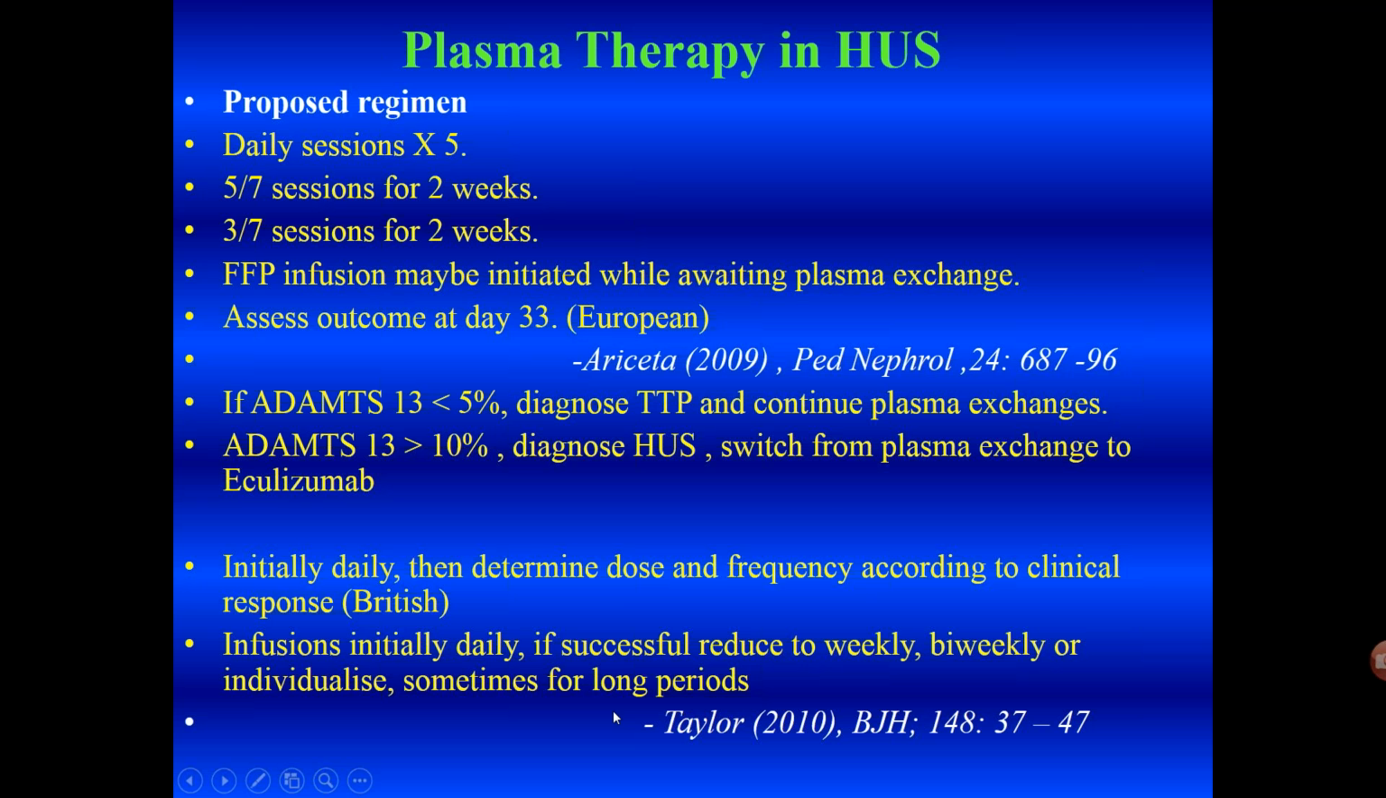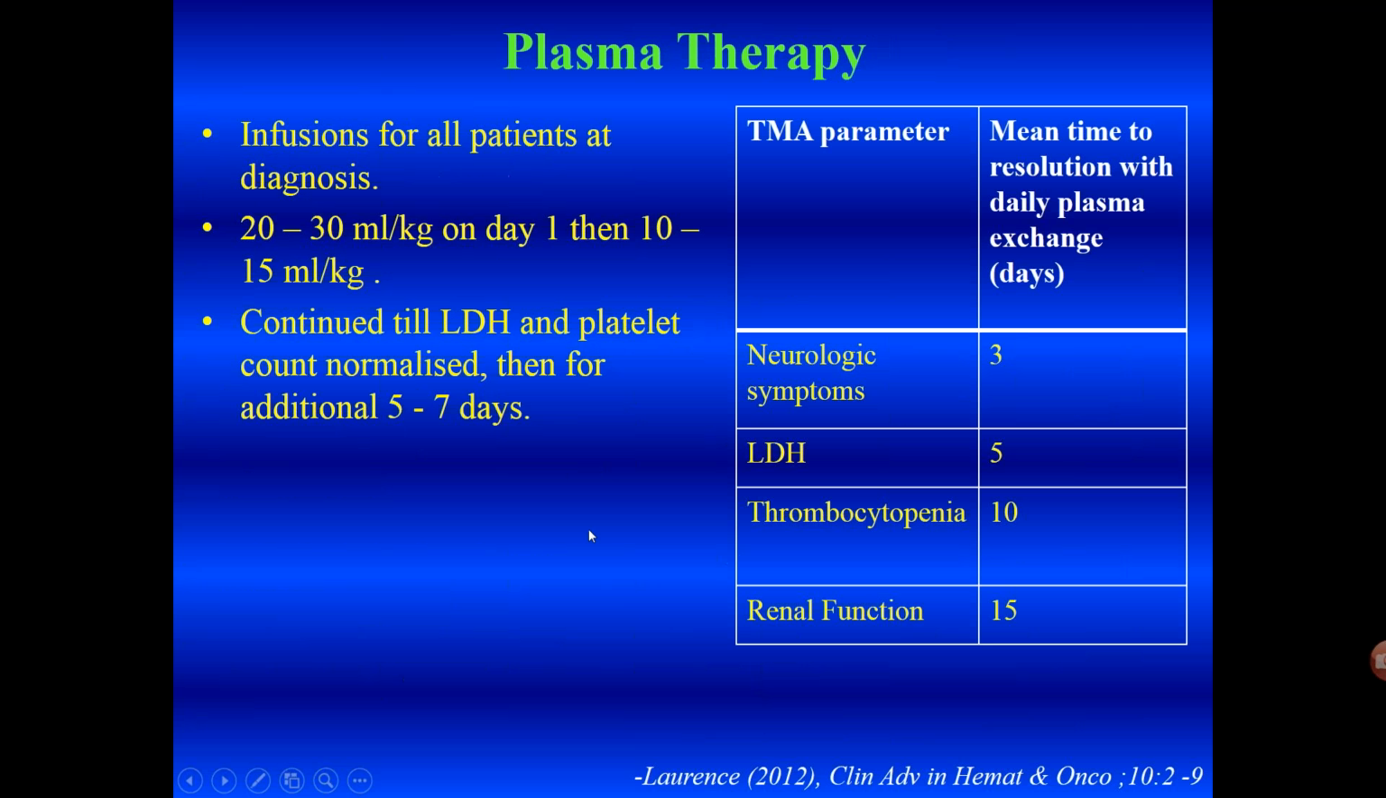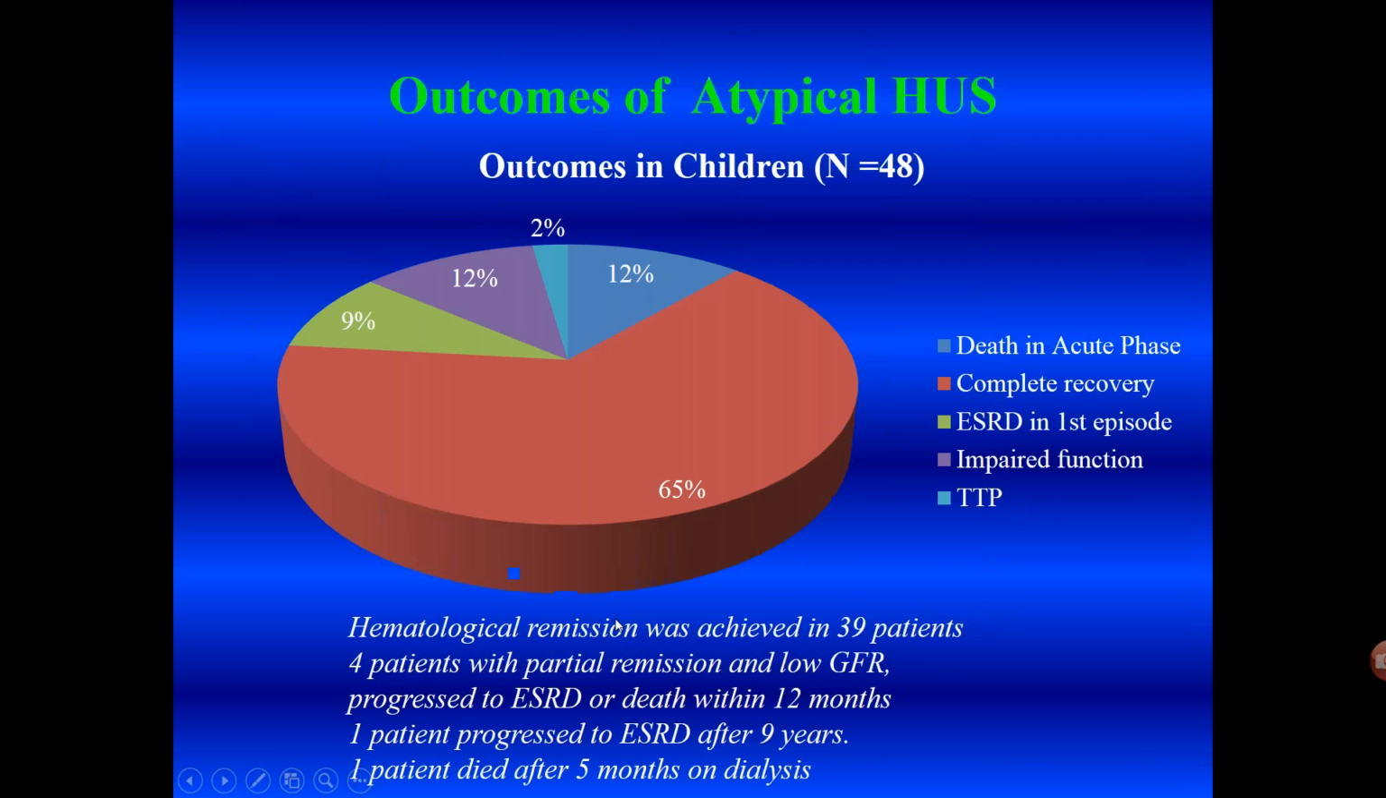What about plasma exchange? Well, the 2009 guideline is recommended there. Daily sessions, 5 by 7, for 2 weeks, alternate days for 2 weeks, and then assess the outcome at day 33, is what the European guidelines say. If we are using plasma exchanges, the time to resolution of the clinical conditions are: neurological symptoms will resolve in 3 days, the LDH should be down to less than 500 in 5 days, thrombocytopenia may take 10 days, and renal function at any time after 15 days, going up to as much as 3 to 4 months.